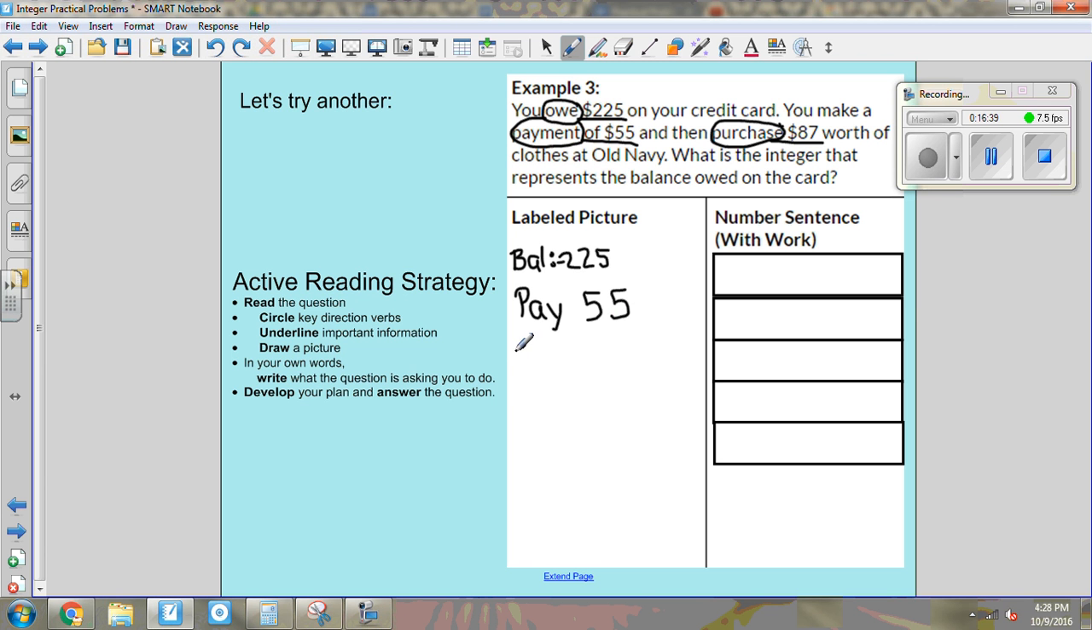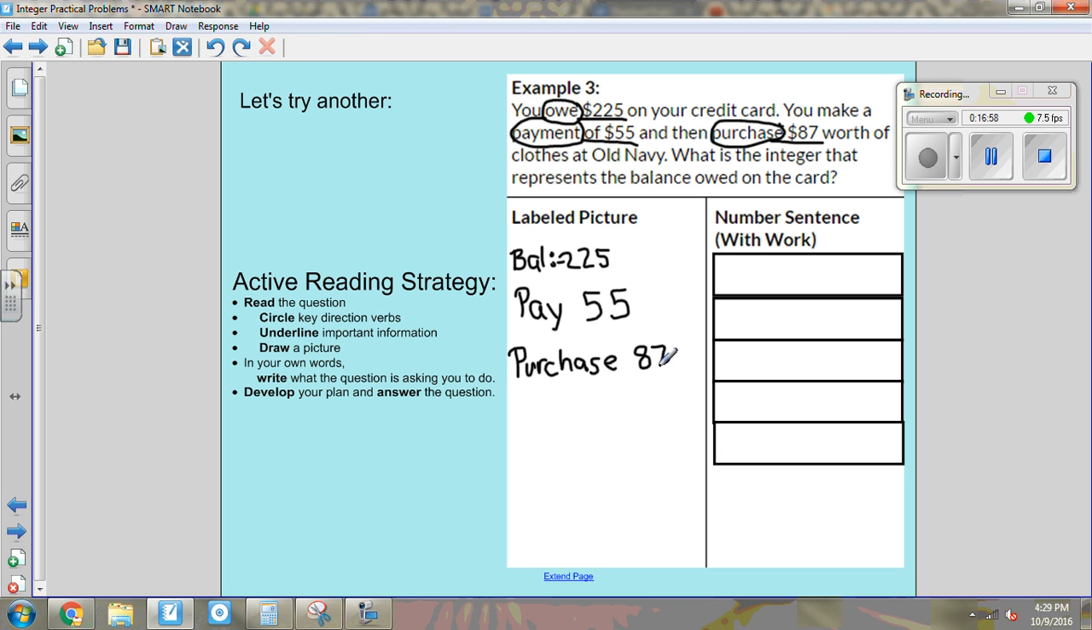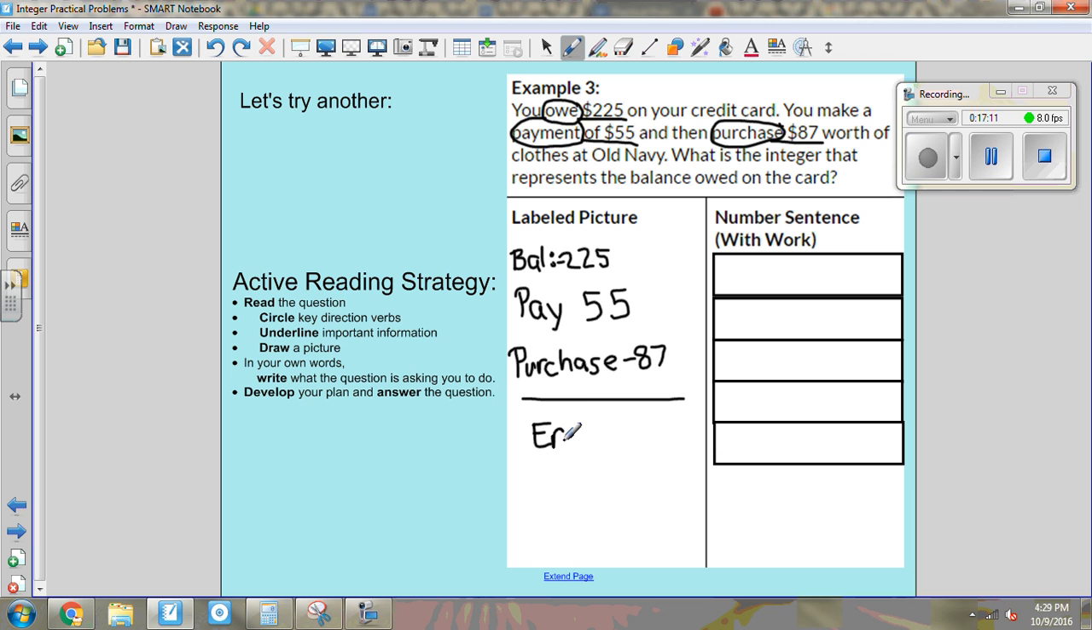And then I also have another purchase of $87. Now that $87 is money that I'm paying for clothes, so I need to subtract that. That's going to be a negative integer as I'm using it. So now I need to know what my ending balance is. After all that happens, I want to know what happens at the end. So my drawing is complete.